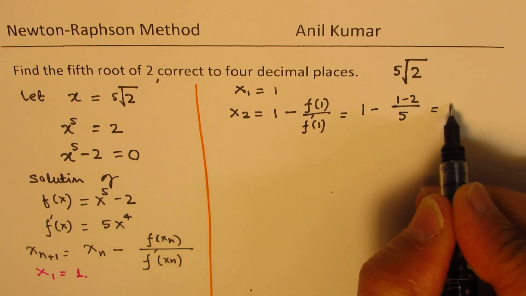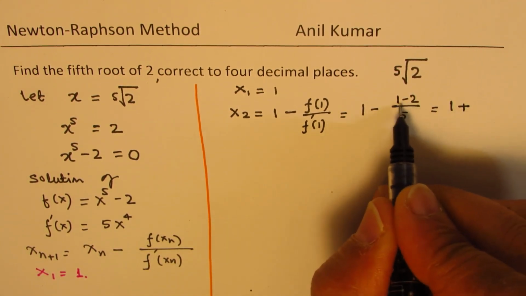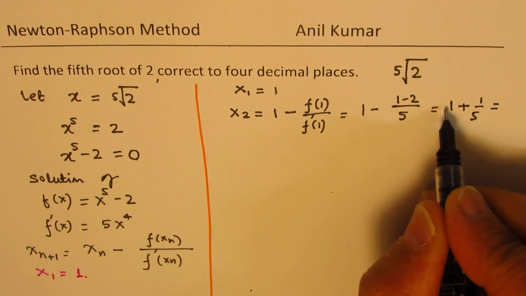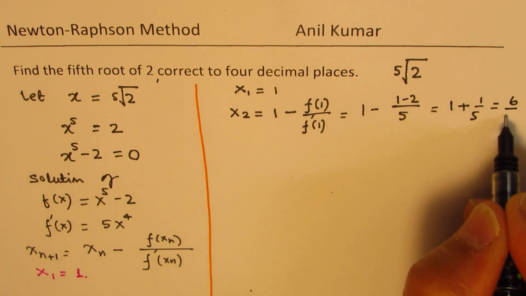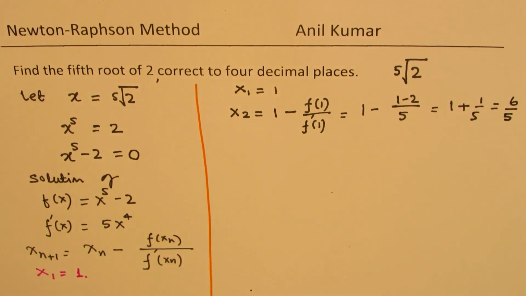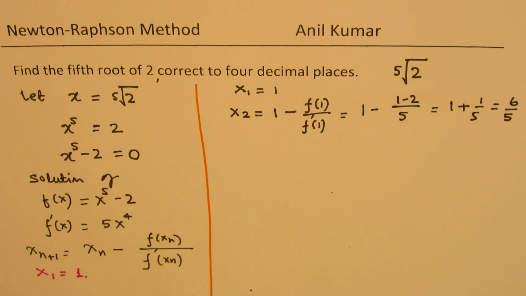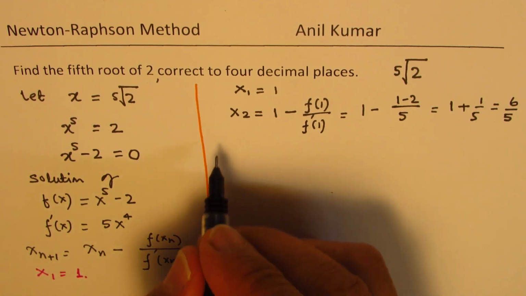That's what it is, which is 1 plus minus 1 becomes plus 1 over 5, or you could write this as 5 plus 1, 6 over 5, correct? So that is how you get the second point using the formula. Is that clear? Now let's find the third point.